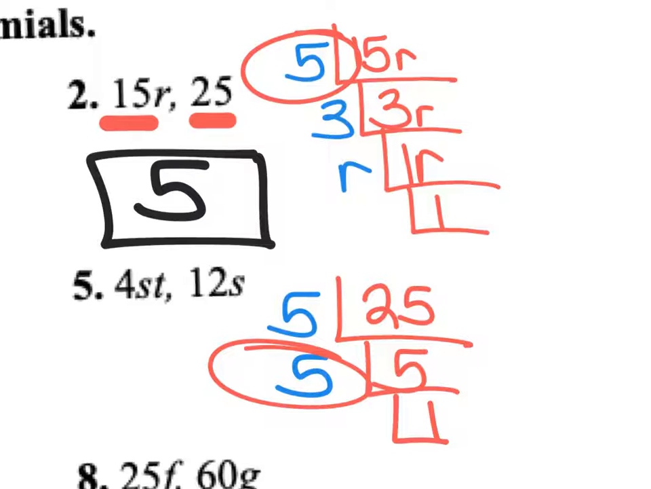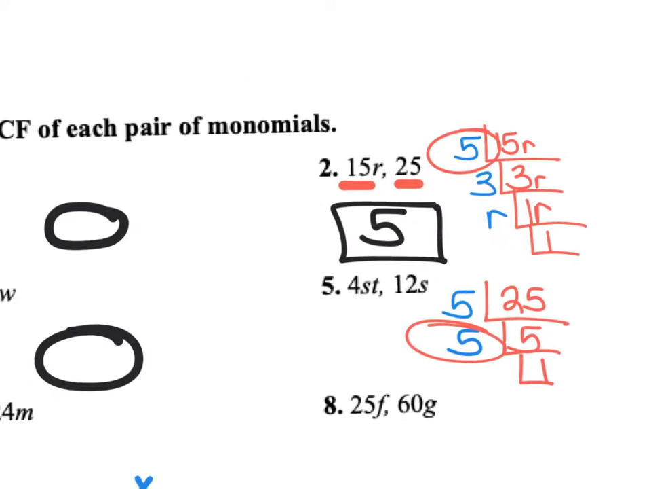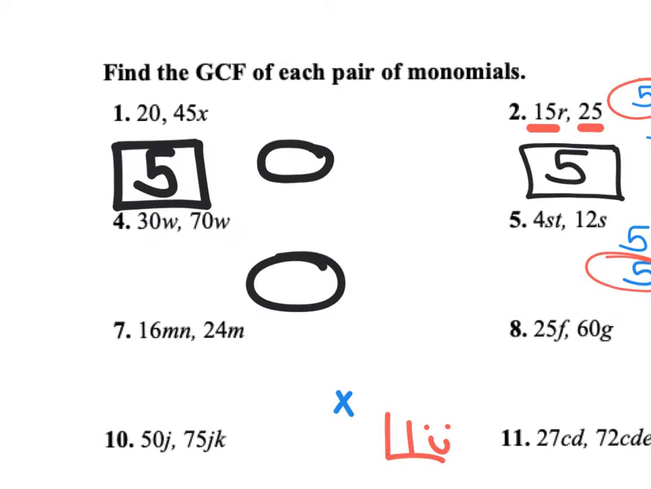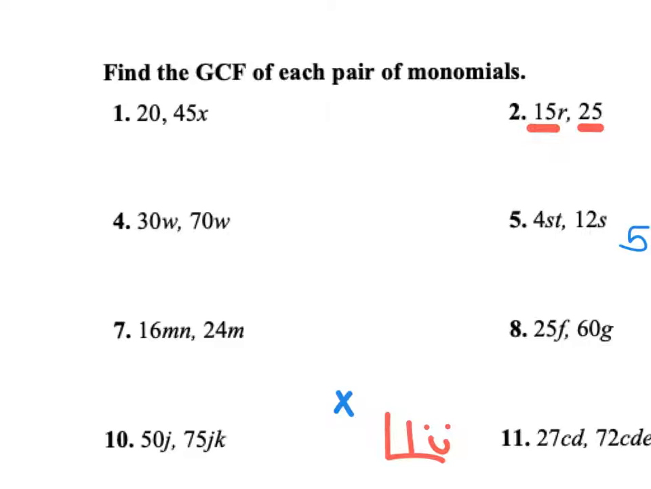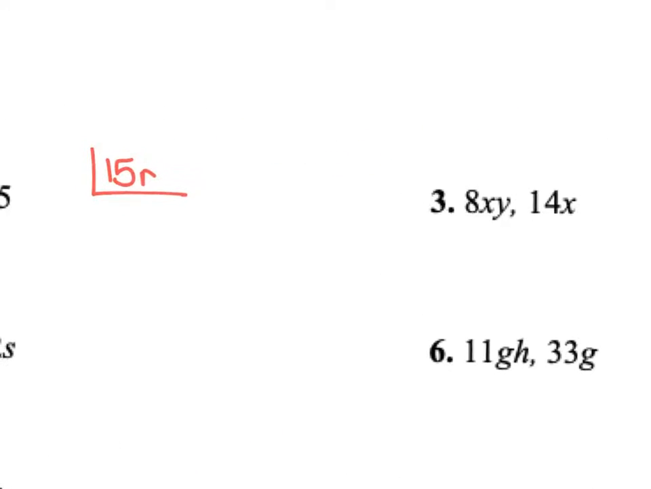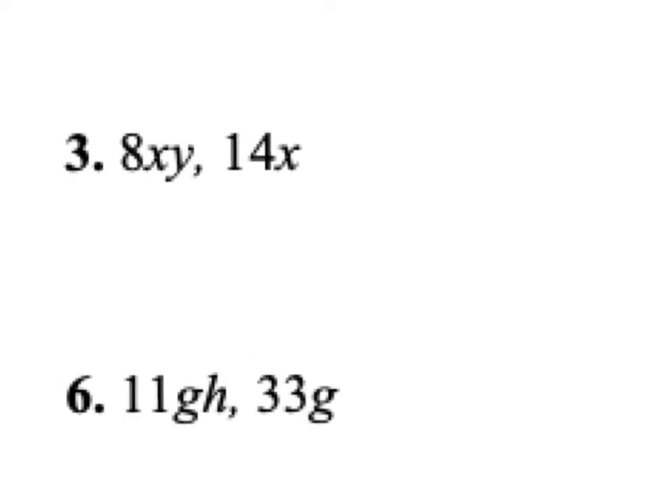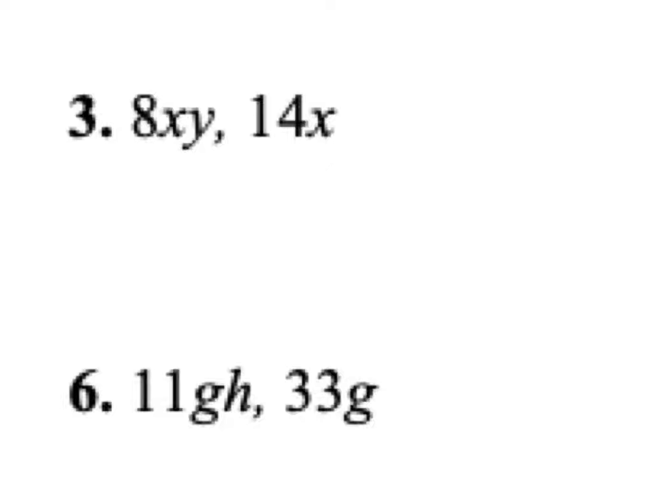Now I want to show you how you can check your answers in these problems. So let's try another one, and I'll show you how you can check your answers. So we're going to do number 4, or excuse me, number 3. In number 3, we are finding the greatest common factor for 8 times x times y and 14 times x. So the first one I'm going to do is 8xy. I'm going to put my 8xy inside of my house so I can factor out my factors.